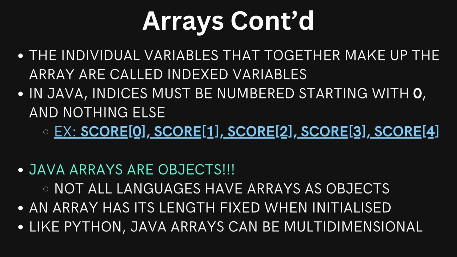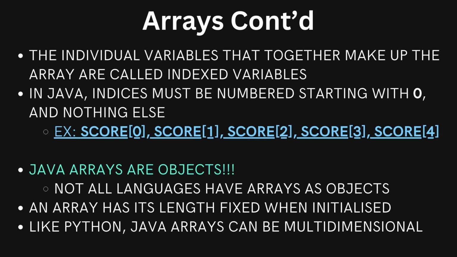And a Java array is an object. Not all languages have arrays as objects, but in Java, arrays are objects. And an array has its length fixed when initialized. So that's untrue with Python, for example. That's something I brought up earlier: Java arrays are, if anything, more akin to arrays in other languages, because most languages have their arrays with a fixed length.